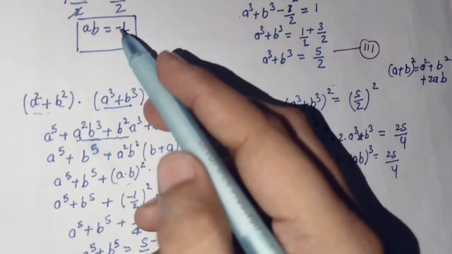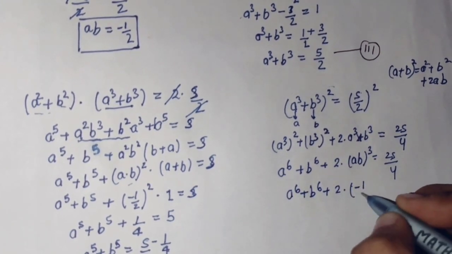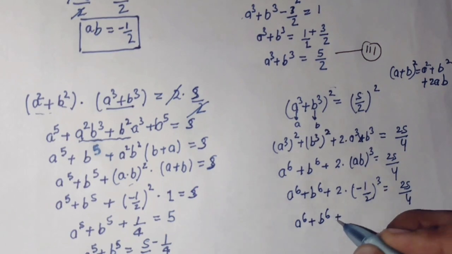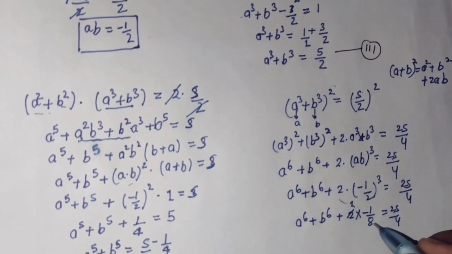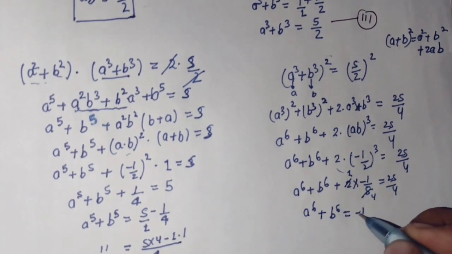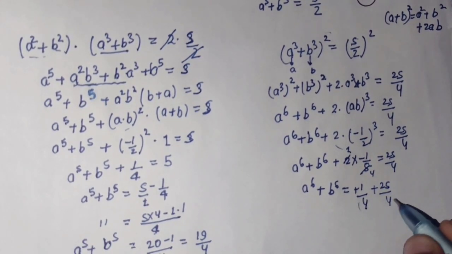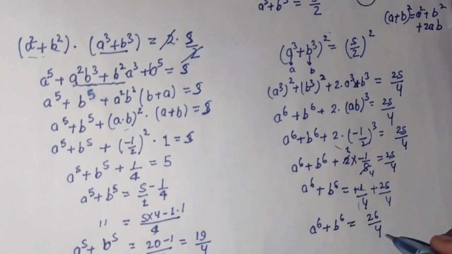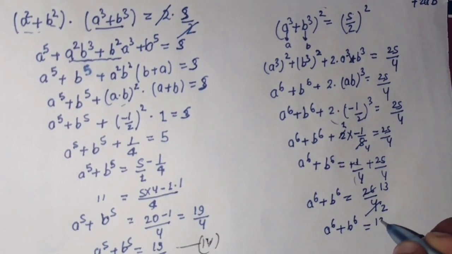ab we already know is minus 1 over 2, so put this here, so we get 2 times (minus 1 over 2) power cube equals 25 over 4. a^6 + b^6, simplify this term, so we get 2 ones are 2 and 2 fours are 8. a^6 + b^6 equals minus 1 by 4. Take it to the right side, so we get plus 1 by 4 plus 25 over 4. The denominators are the same, so we just add: 1 plus 25 is 26 over 4. 2 cancels, so a^6 + b^6 equals 13 over 2.